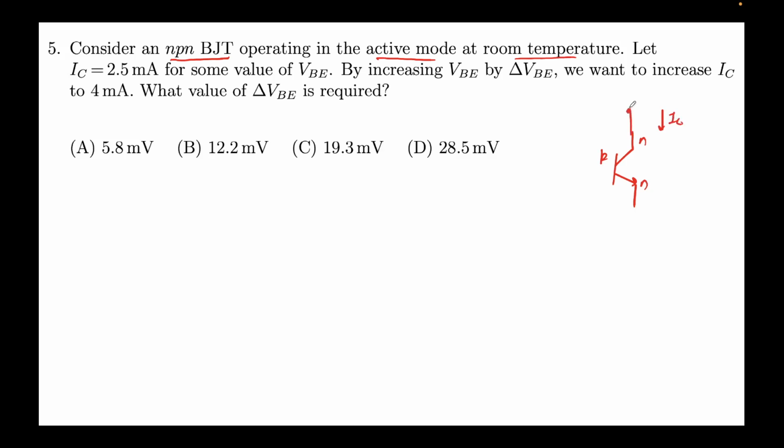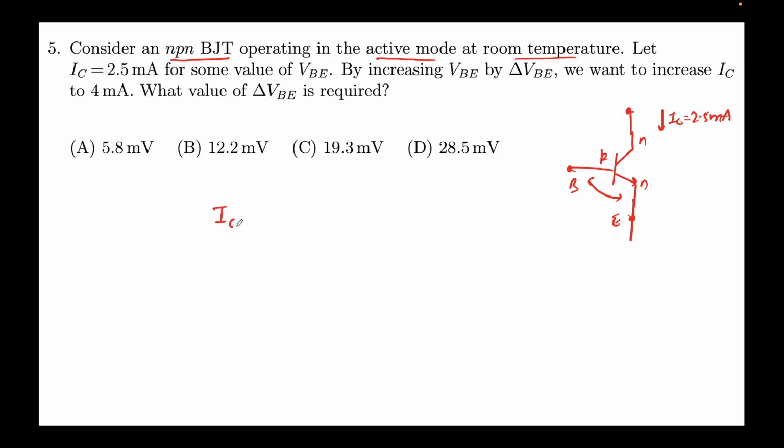Now this is the collector. This is given as 2.5 milliamps for some value of VBE. So this is B, this is E, B and E. So there is some voltage here, VBE. Okay. So how are IC and VBE related?